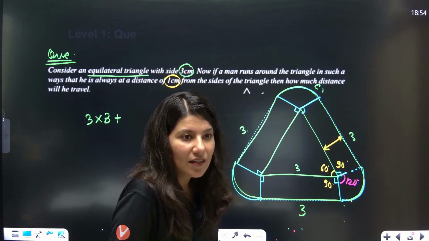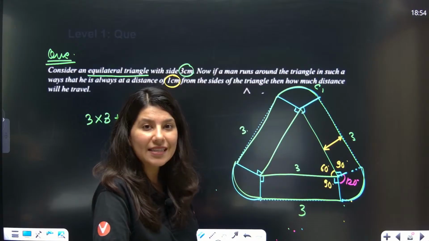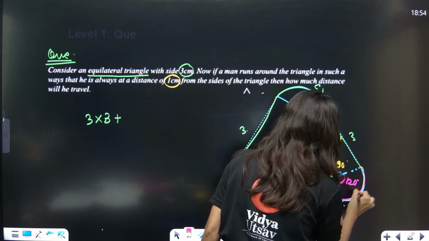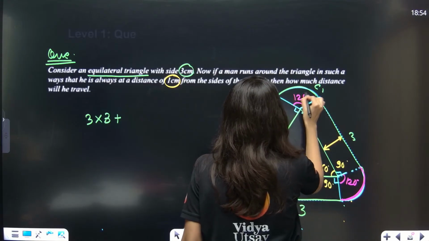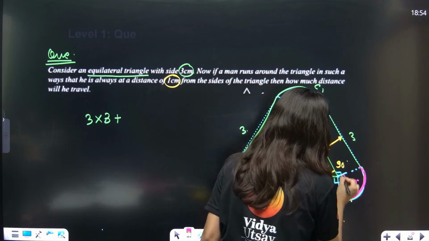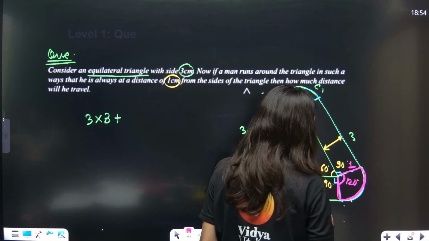Yes, what are you saying? Gokul Raj is telling me 120 is the angle. So this is 120, and now I want the length of the arc. This is also 120, this is also 120. Yes or no? I want the length of this arc. The angle is 120 degree and the radius of this circle is 1 centimeter, my dear students.